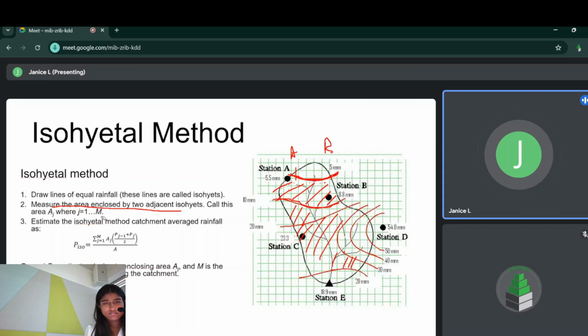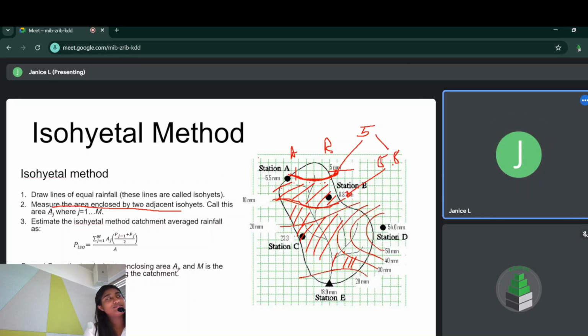And yeah, you use this formula here, (P_{j-1} + P_j) / 2. So that's just taking the average of this isohyet and this isohyet's rainfall. This one is labeled as, let's say, 5, right? Let's say 5, and this one's 8.8.